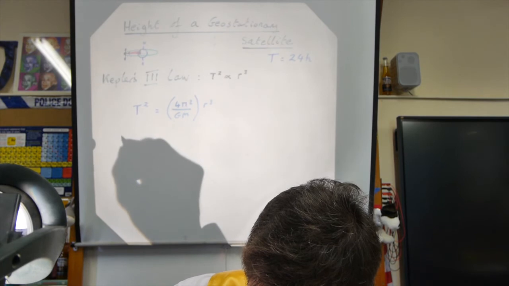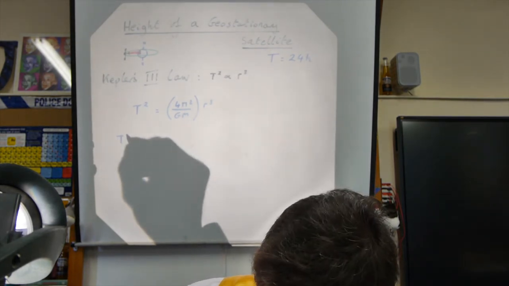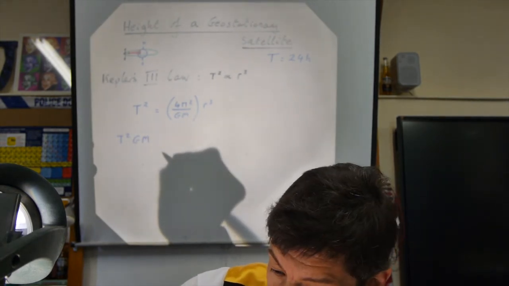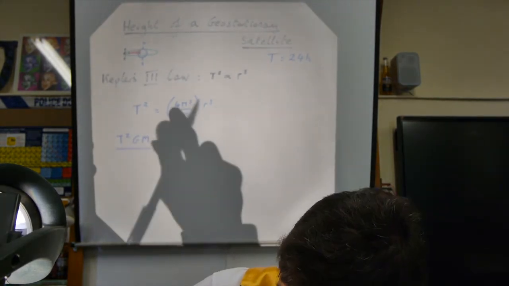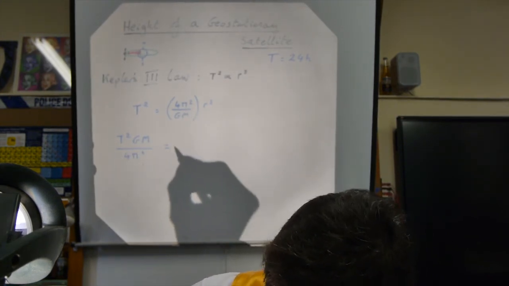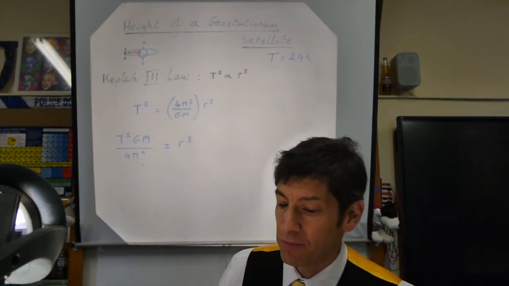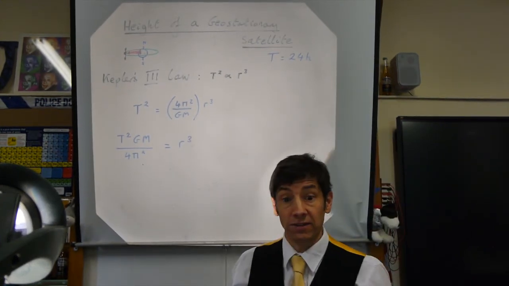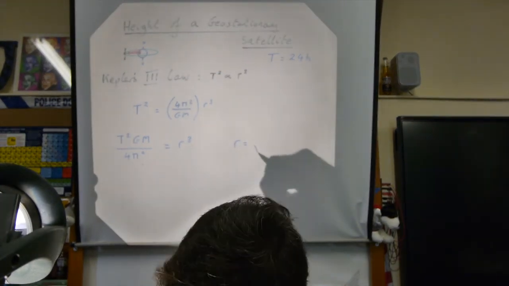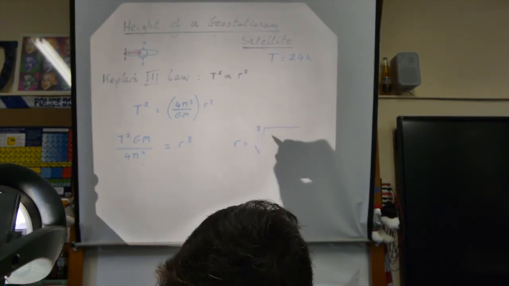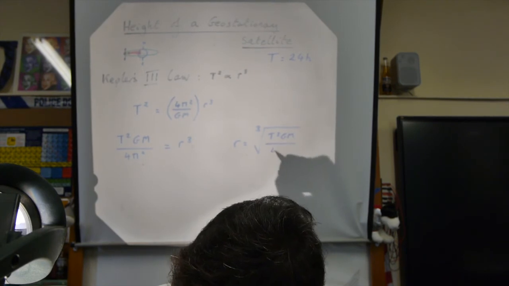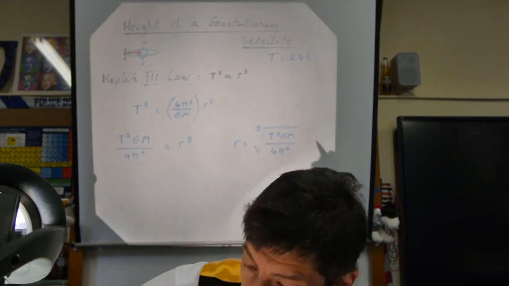So rearranging this one, this is something you'll be expected to do at A-level. T squared G big M, all divided by 4 pi squared is going to be equal to r cubed. So we want r, so we've got to take the cubed root. So r will be equal to the cubed root of T squared GM upon 4 pi squared.